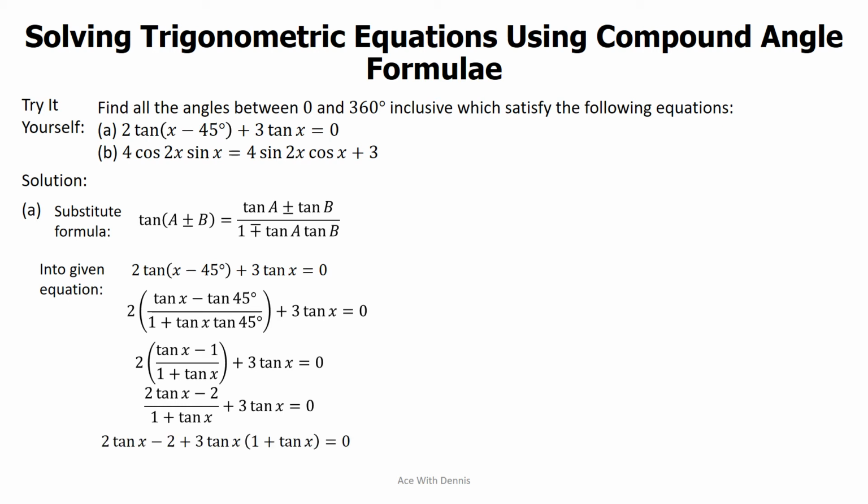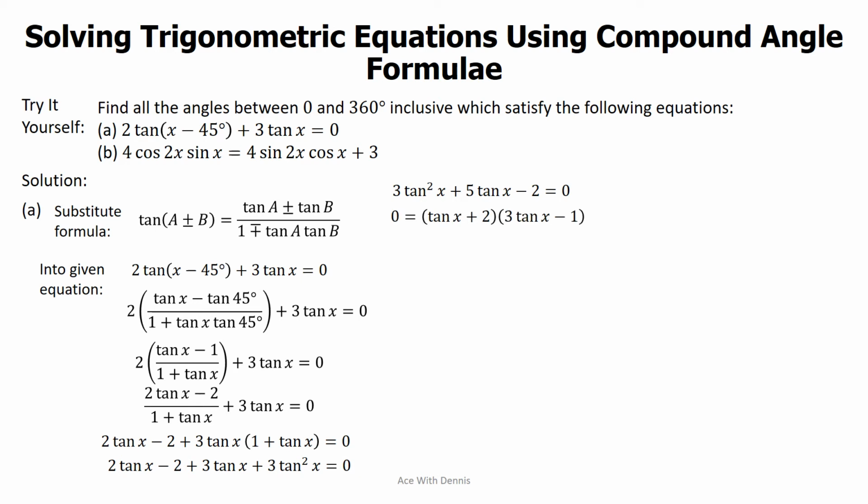So now multiply everything by (1 + tangent x), we get (2 tangent x − 2 + 3 tangent x)(1 + tangent x) equals 0. Next, expand the bracket. We get 2 tangent x − 2 + 3 tangent x + 3 tangent square x equal to 0. Okay, then we simplify. It becomes 3 tangent square x + 5 tangent x − 2 equal to 0. And this is a quadratic equation.